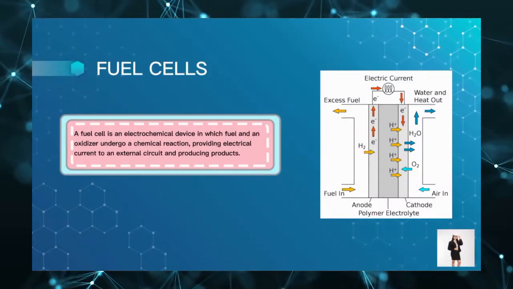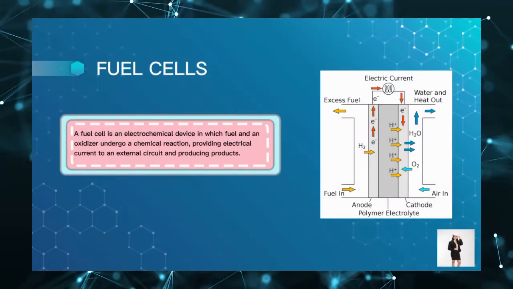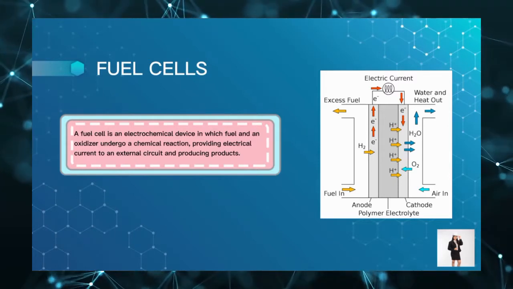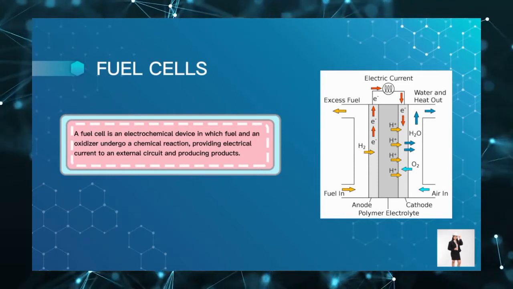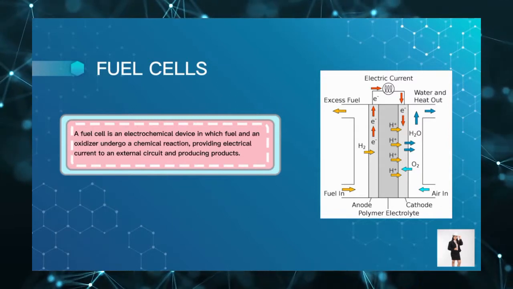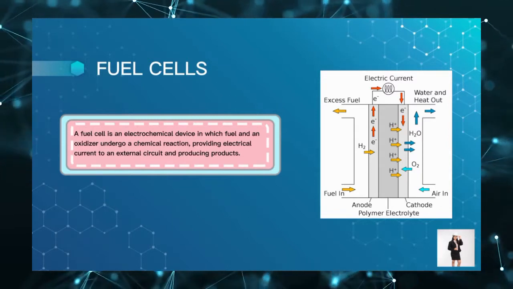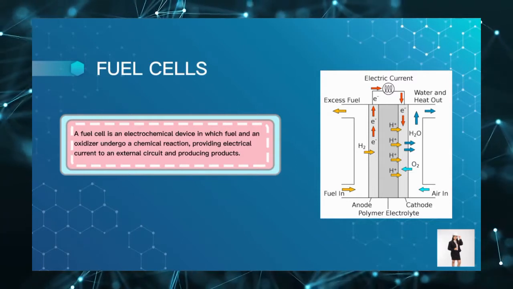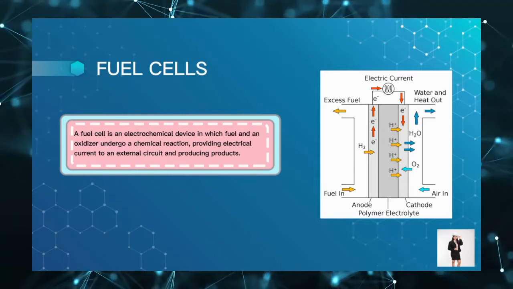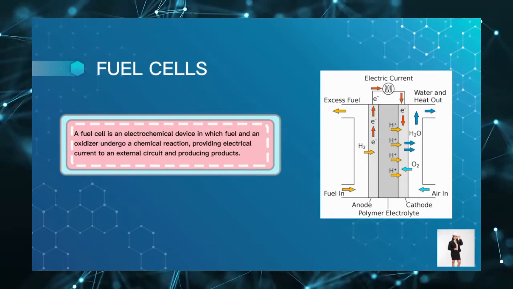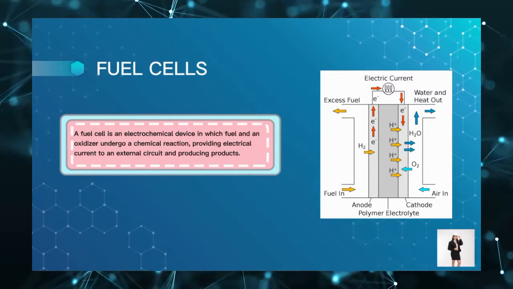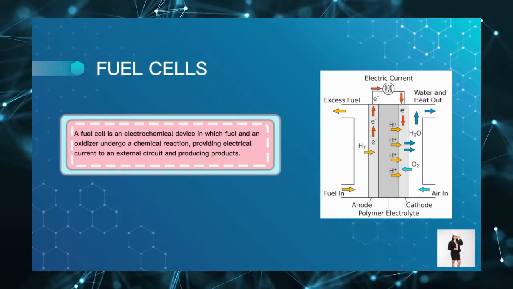A fuel cell is an electrochemical device in which fuel and an oxidizer undergo a chemical reaction, providing electrical current to an external circuit and producing products. A fuel cell consists of two electrodes, the negative electrode or the anode and the positive electrode or the cathode. Between these two electrodes is the electrolyte, which carries electrically charged particles from one electrode to another. A fuel cell also consists of a catalyst, which speeds up the reaction at the electrodes.